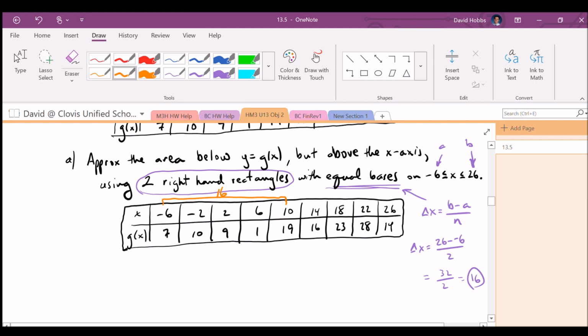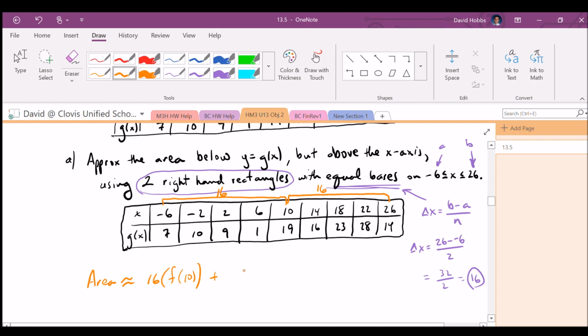And then I pick up right where I left off at 10, and if I go to 26, is that also 16? Yes, it is. That's good. So I've got two rectangles of equal bases, and it covers the entire interval that we're looking at. So our area is approximately base times height, so the base is 16. Okay, and now remember, right-hand rectangles, so 16 times f of, now I got to do the right-hand side for this interval, and so it's f of 10.